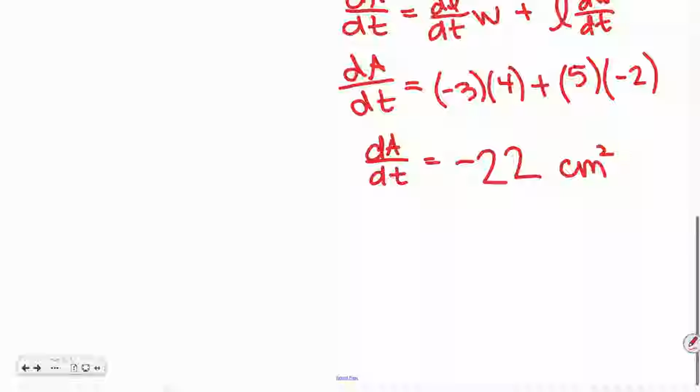And if we're talking about our area over time, what would our label be for this problem? So centimeters squared would talk about our area, but we're talking about over time, and everything else in this problem has been per second.